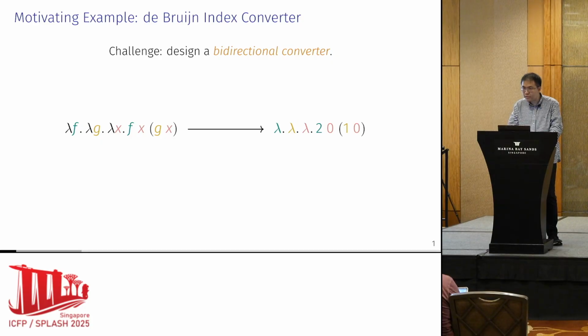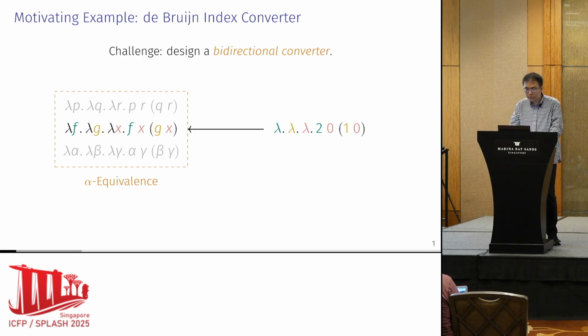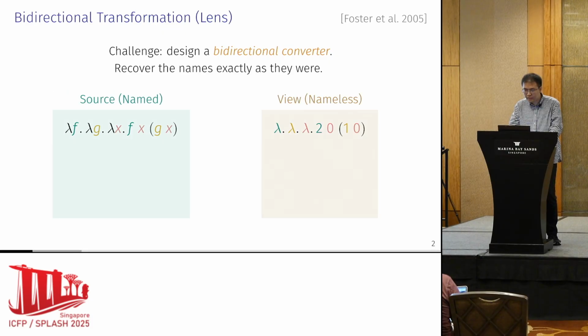If we are converting from the left to the right, that's the usual algorithm, and you can just do it the usual way. But if we consider the conversion from the right to the left, that is from the nameless representation to the named representation, then we have a problem because there are actually infinitely many different names you can use for the binders due to alpha equivalence. So the challenge here is to recover the names exactly as they were when we are converting from the right to the left.